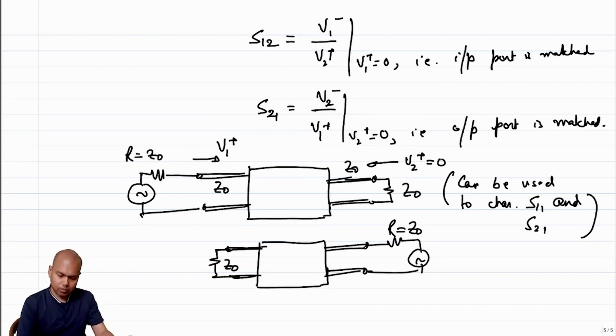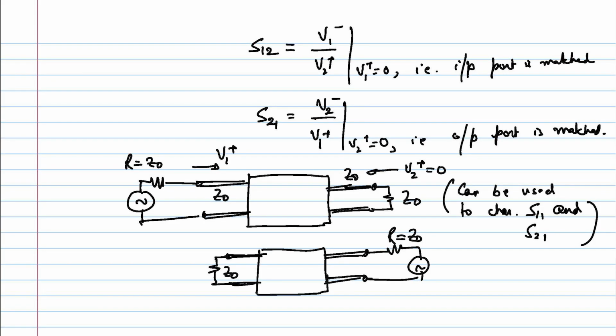Okay, so now let's do a couple of examples that will probably help us understand and motivate the reasons behind doing all these things. Let's start off with a single port network example, which is fairly simple, and hopefully that will show you how the S parameters can come to our rescue.